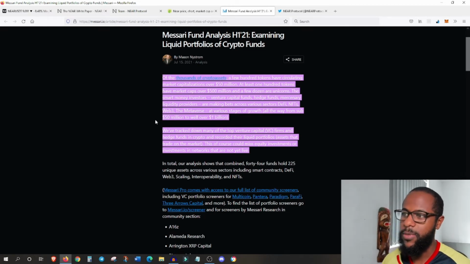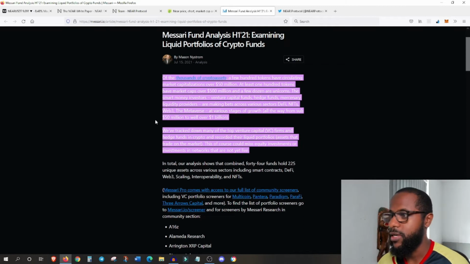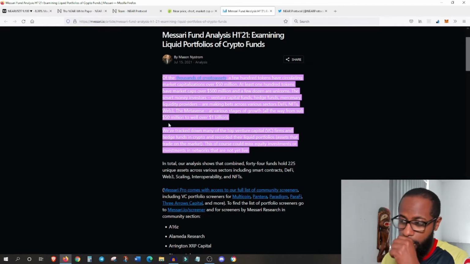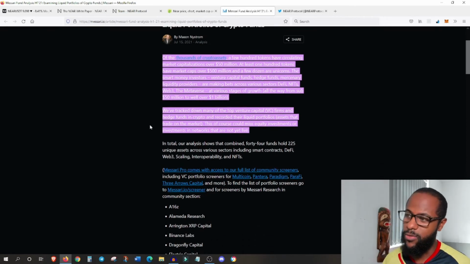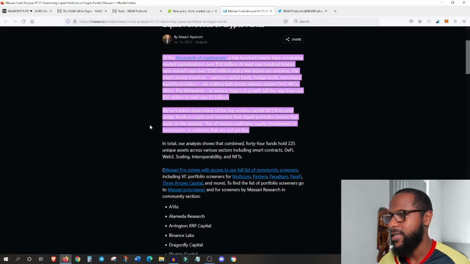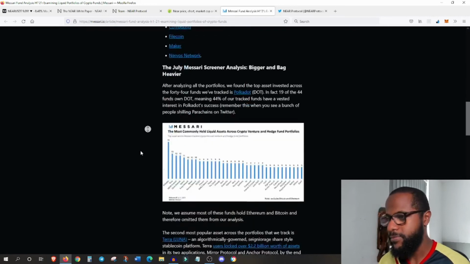The smart money investors, venture capital funds, hedge funds, mercenary liquidity providers are making bets across the various sectors of DeFi, NFTs, Web3, the metaverse, at various stages of growth, all the way from sub 50 million to well over a billion. We've tracked down many of the top VCs. Basically, as I said, they're just looking at what they're putting their money in. Now scroll through.